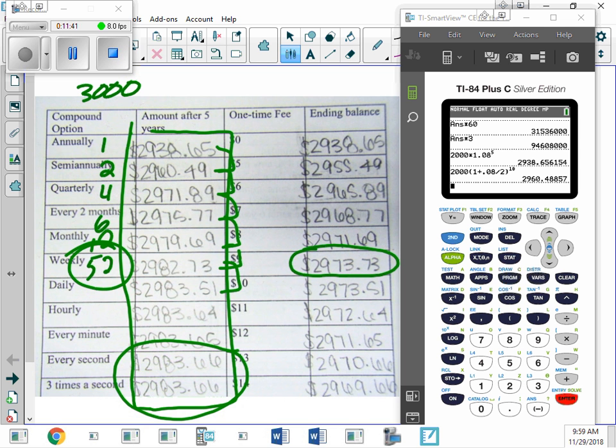Okay. Well, what happens if you plug in infinity into the equation?